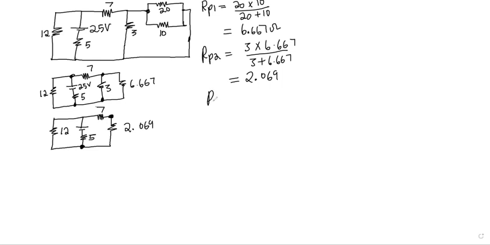Then we'll calculate that series value, which is 7 plus 2.069, which is equal to 9.069.